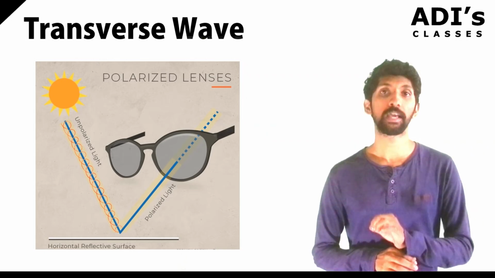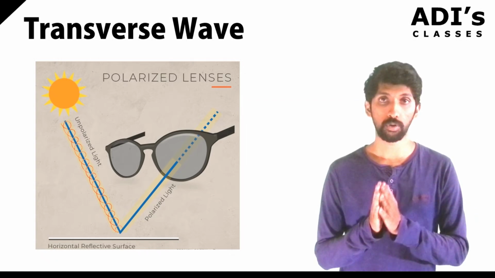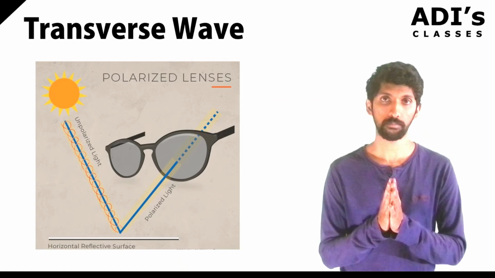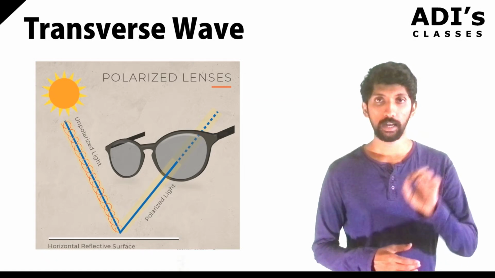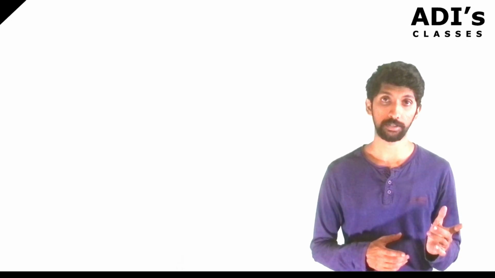So light behaving like a transverse wave has a lot of advantages. One of the ways we utilize it is by using Polaroids. Now, we all know that light is a transverse wave, correct? We have electric and magnetic vectors.